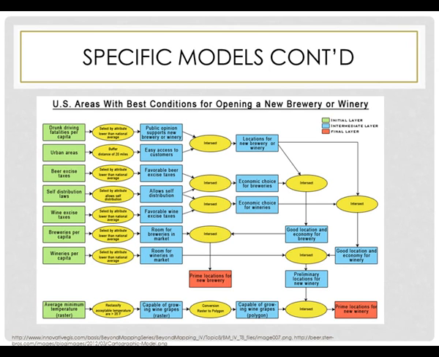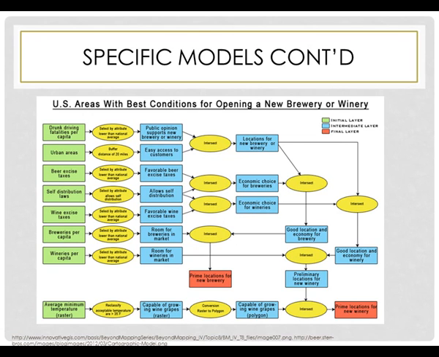Here's a much more complicated model, but one that some of you will identify with quite well, I think. U.S. areas with best conditions for opening a new brewery or winery. In the initial layer, we want to look at several things. Drunk driving fatalities per capita. We don't want to locate this in a place where we know people are going to drink and drive and kill themselves or other people.